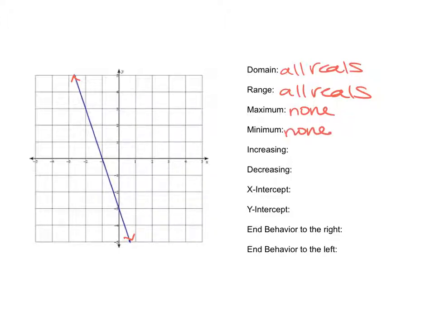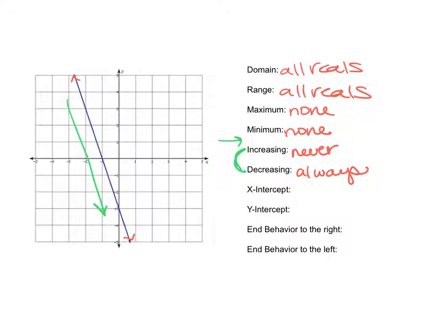This graph, if you look at it from left to right, it is going down. When you're looking at increasing and decreasing, you're looking at it the same way you read a book. You're looking from left to right. And so here, when I look from left to right, I see that it's going down. So this graph is always decreasing. But if it's always decreasing, that means that it is never increasing.